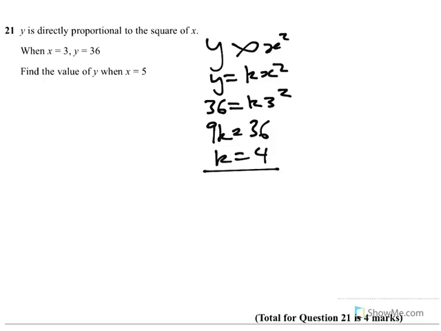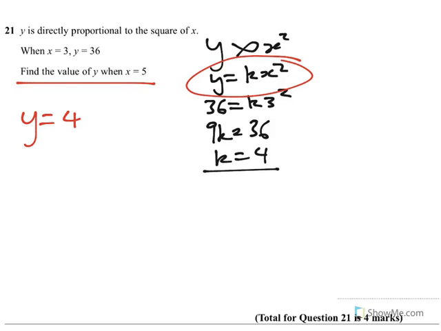Now we're going to reuse this, but for finding the value of y. So y equals 4 times 5 squared, y equals 100.